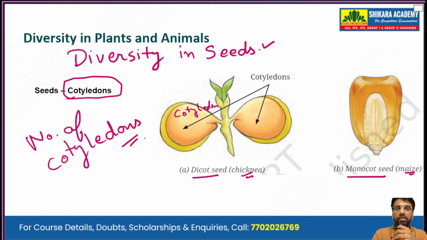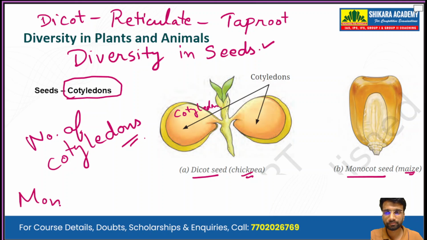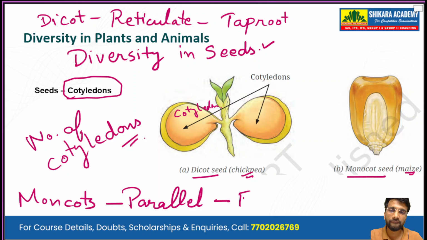It has been generally observed that dicot plants have reticulate venation and taproot. On the other hand, monocots have parallel venation and fibrous root.